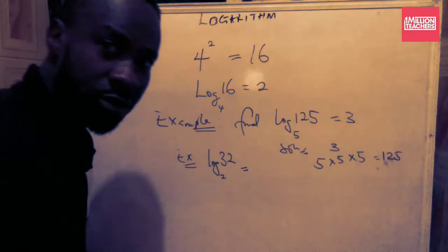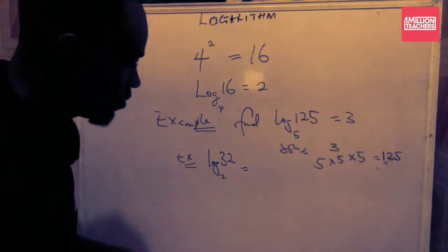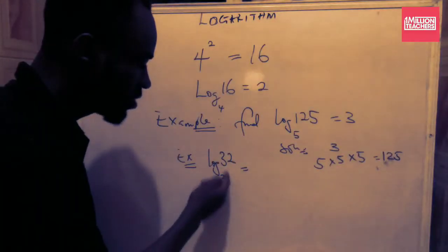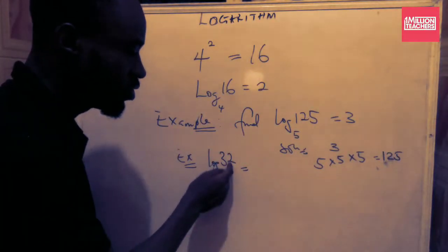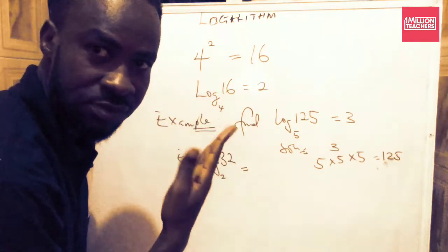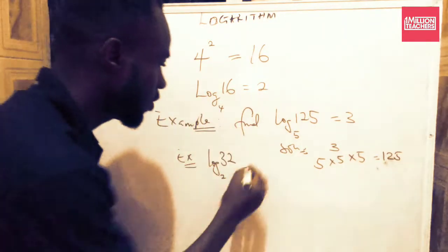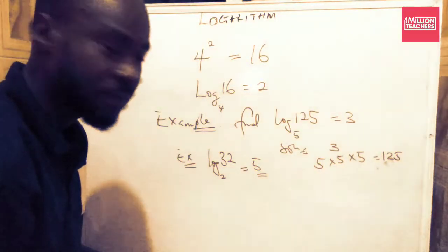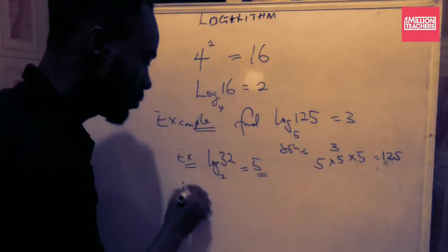Now, without solving, all you have to do is use the concept of logarithm. It's asking you how many times can you multiply this base to give you 32, and that is 2 times 2 times 2 times 2 times 2, which is 5 places. So your answer is 5.